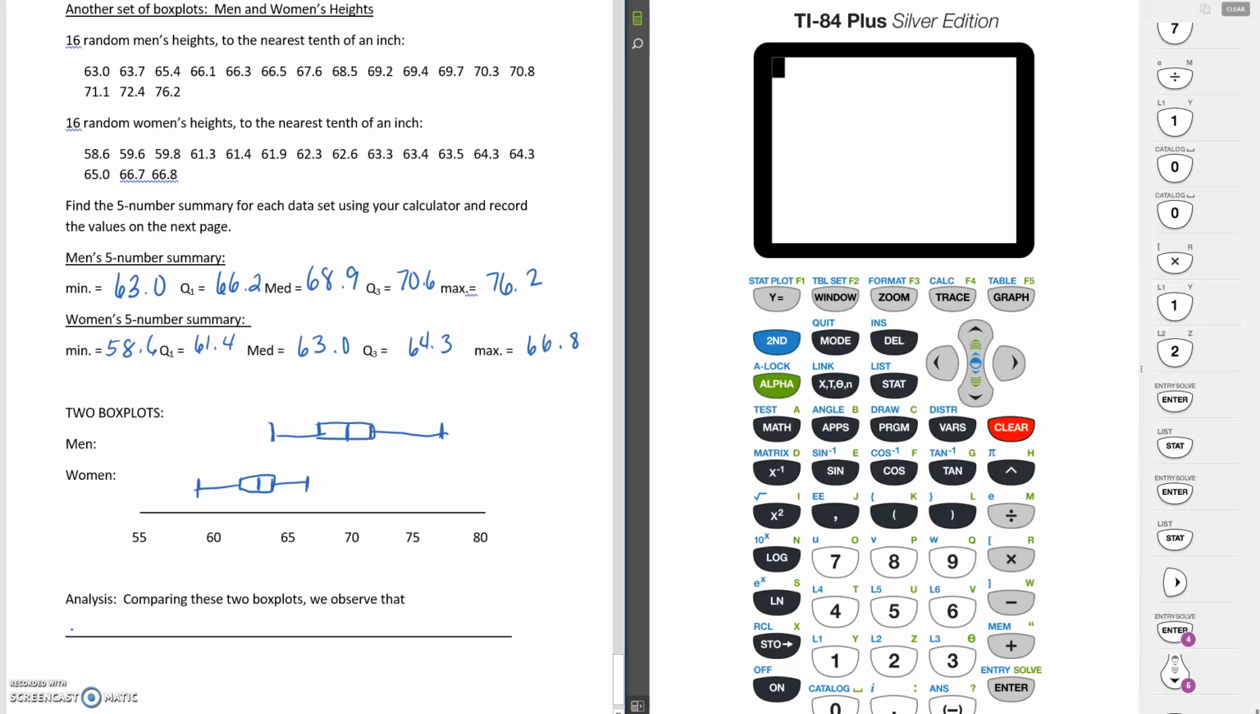Now, since these were drawn with the same scale, we can see in general, and you can write some of these thoughts down, that women are overall shorter. And their heights are less spread out. So that's how we talked about the percentiles and how those relate to the 5-number summary.